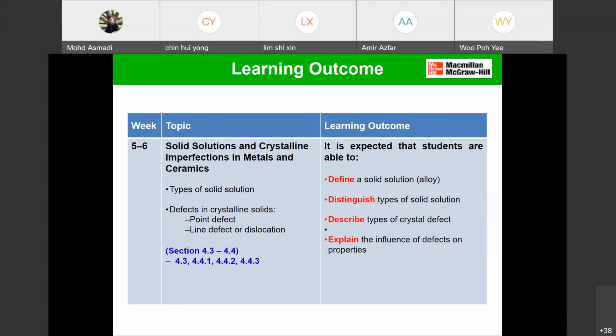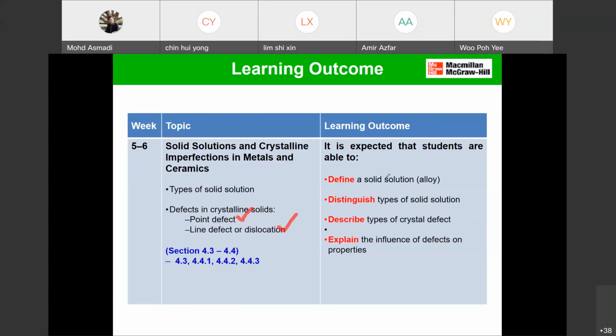Defects in crystalline solids include point defects, line defects, or dislocations. If you look here, a point defect is 0D, something that we cannot see, due to substitution or interstitial defects. Line defects, dislocations, a line defect is 1D. Later we will discuss. So I hope that you can define what the solid solutions are.